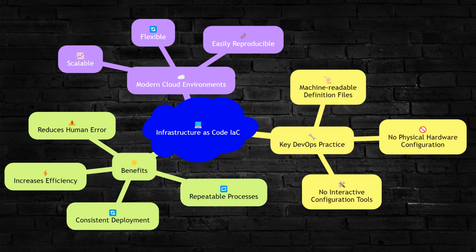Infrastructure as code, IaC, is a key DevOps practice that involves managing and provisioning computing infrastructure through machine readable definition files rather than physical hardware configuration or interactive configuration tools. This approach allows for consistent and repeatable infrastructure deployment, reducing the risk of human error and increasing efficiency. IaC is essential for modern cloud environments where infrastructure needs to be scalable, flexible, and easily reproducible.